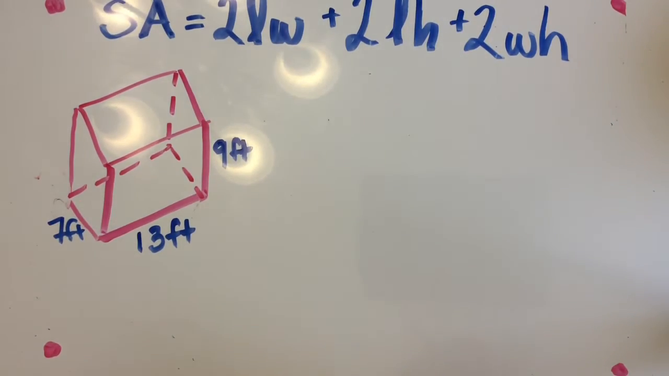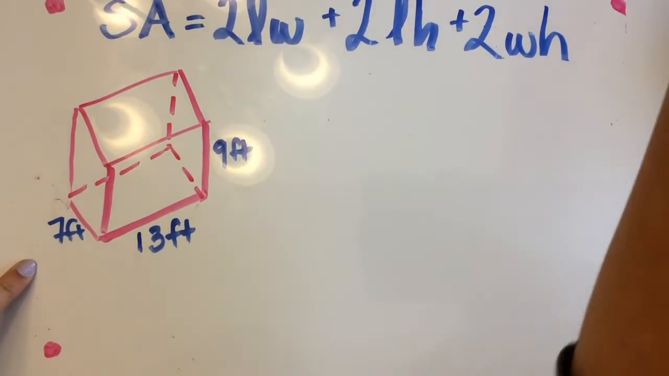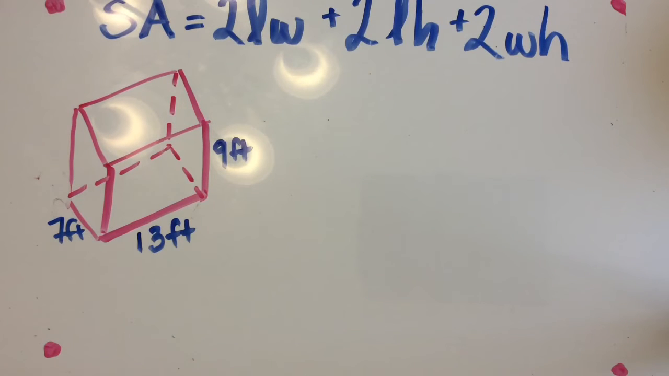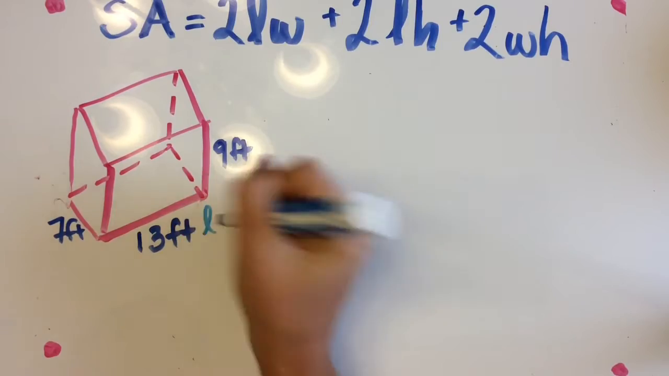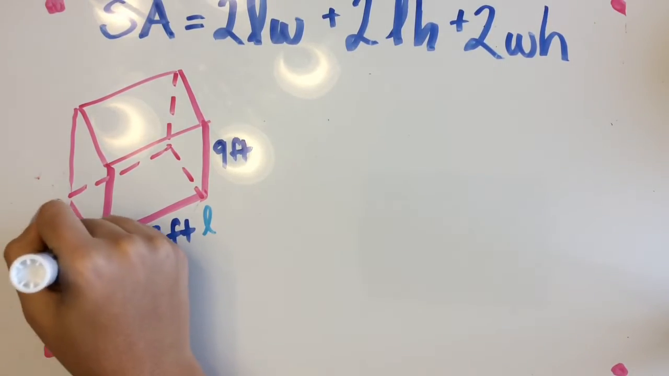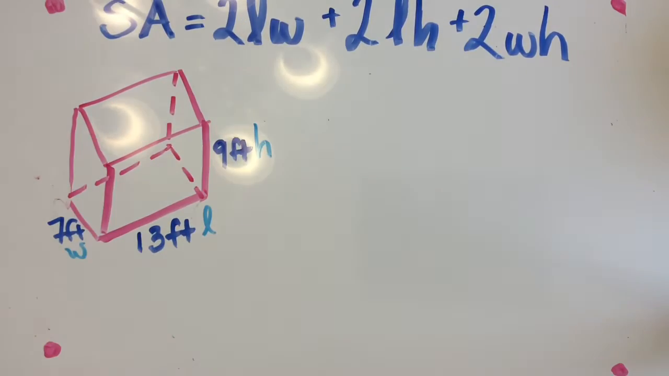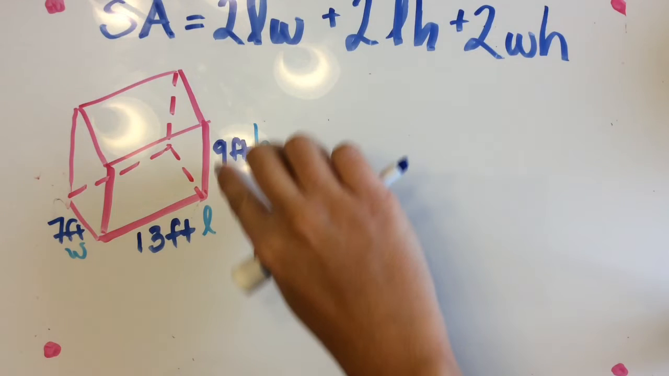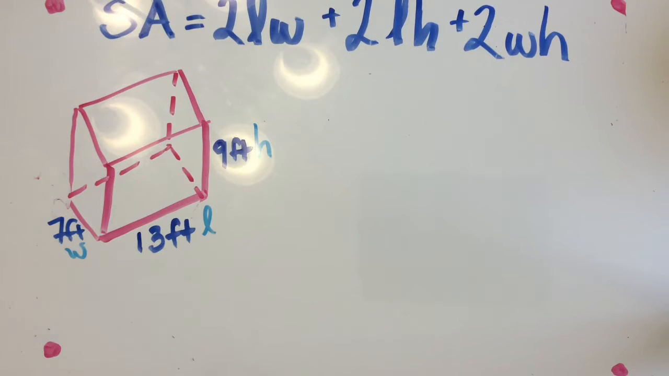First, let me label my length, my width, and my height. It doesn't really matter which is which because you will get the same answer no matter what. I'm just going to say this is my length, this is my width, and that's my height, just because that's what makes sense to me. The height of the prism, the length of the prism, the width of the prism. So I'm just going to plug them into my formula.